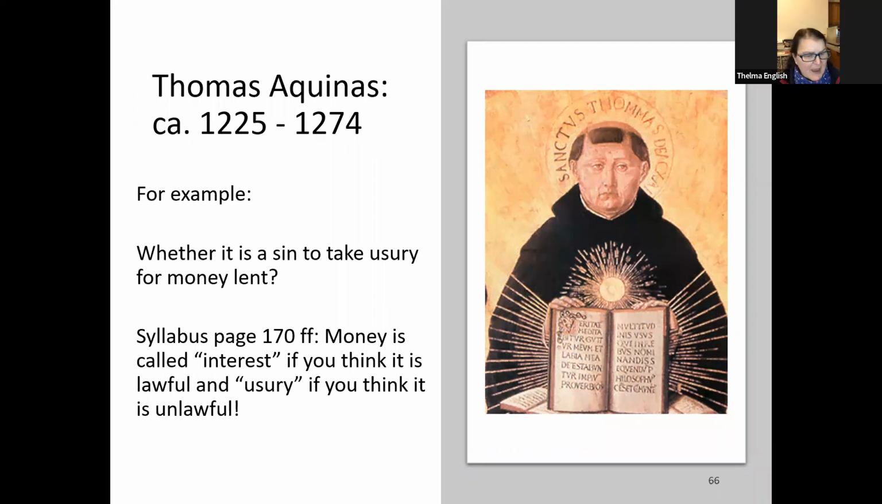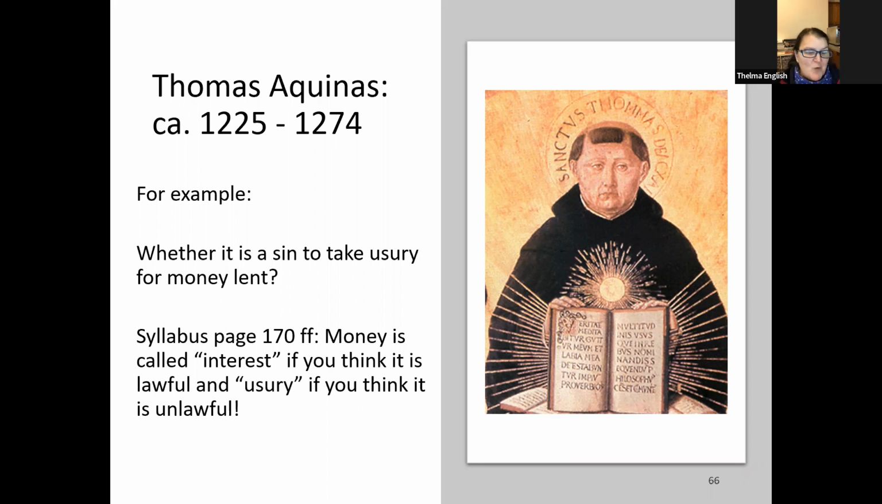Now, syllabus page 170, follow along with me, go to syllabus page 170. It's quite interesting when he starts talking about usury. Let's see. The sin of usury. It's in the right-hand column. The sin of usury. We must now consider the sin of usury, which is committed in loans. Oh, when you loan someone money.